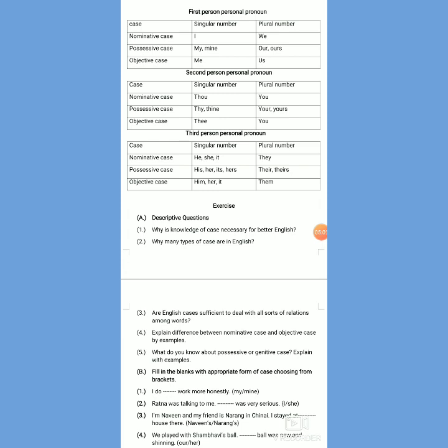Him is a third person pronoun in objective case of singular number of masculine gender. Her is the third person pronoun of objective case in singular number for feminine gender. It is the third person pronoun for objective case in singular number for neuter gender, and them is the third person pronoun in objective case for plural number for all genders.